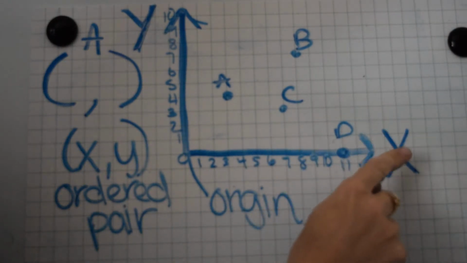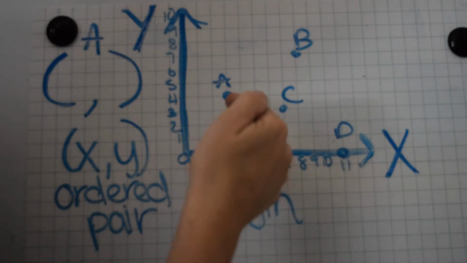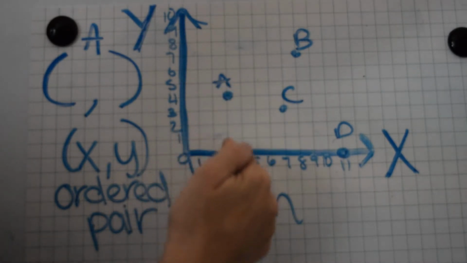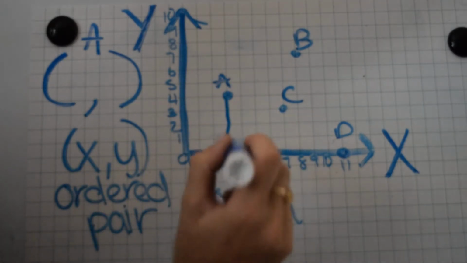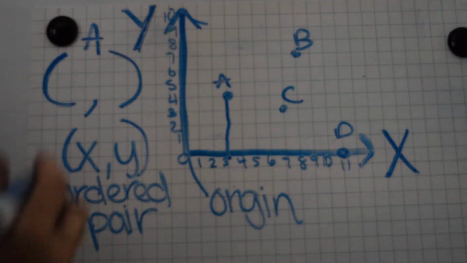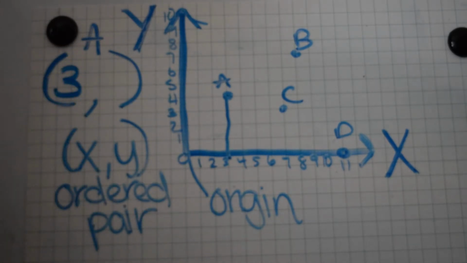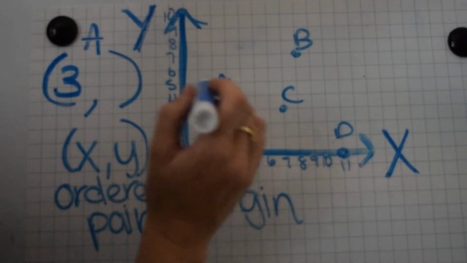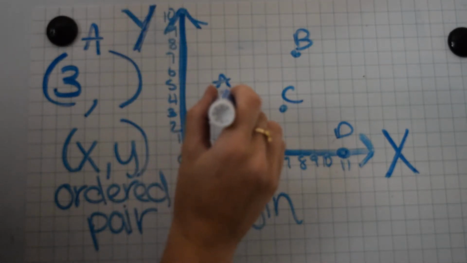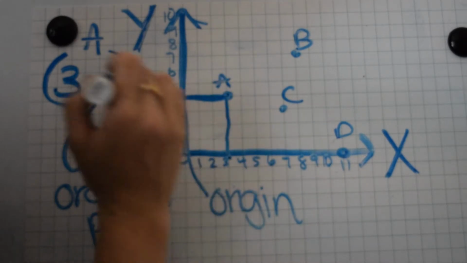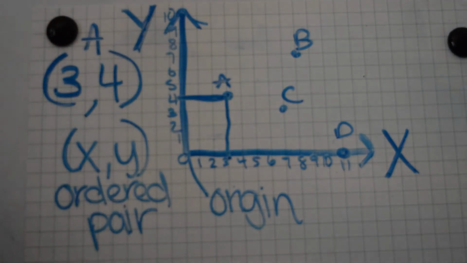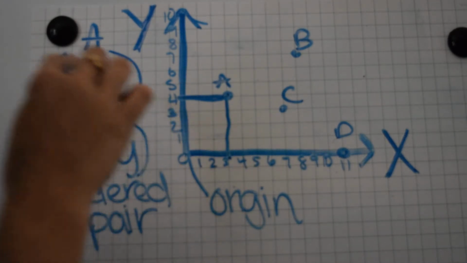So I'm going to find the X number first, and I need to figure out what number A is lining up on. It's lining up right on the number 3. Do you see that? So 3 will be my X number for my ordered pair, and then where is it lining up on Y? This is the y-axis, and Y for my letter A is lining up on the number 4. So I would say the ordered pair for A, or point A, is (3, 4).